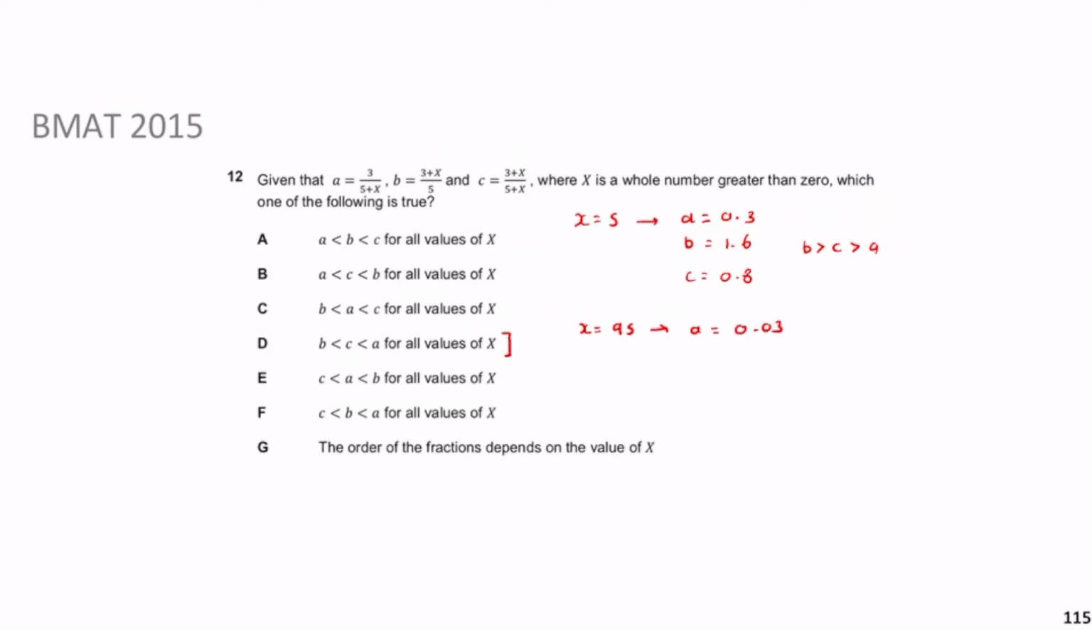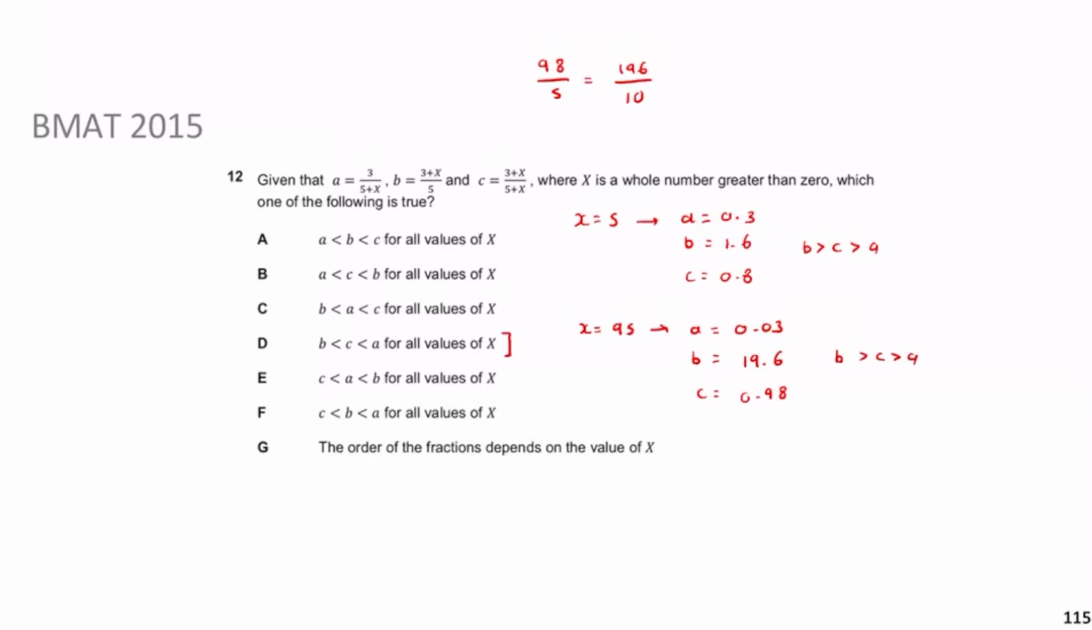Right? And then you got b, with x equals 95. It's going to be 98 divided by 5. So I'm just going to have to write this down. So 98 divided by 5, which is 196 divided by 10, which is going to be 19.6, isn't it? So that's going to be 19.6. And C, if x is 95, is going to be 98 over 100, which is 0.98. So from here, guys, we can therefore see that B is greater than C, which is greater than A.